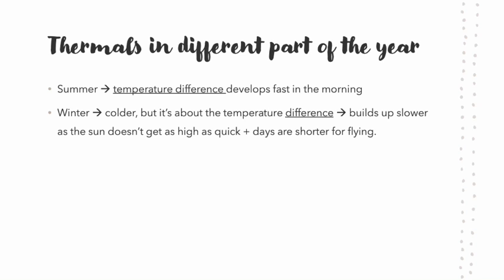The sun still comes up, but if there's more clouds, obviously the sun's energy gets diffused a lot, so those temperature differences are sometimes very small. And if it's a blue sky day in winter, the sun doesn't come up as fast, it doesn't go up as high, so it takes a lot longer for a temperature difference to build up, which means that the thermals are generally weaker, and on top of that, the days are shorter as well. So the sun comes up later and goes down faster, so your days are shorter.